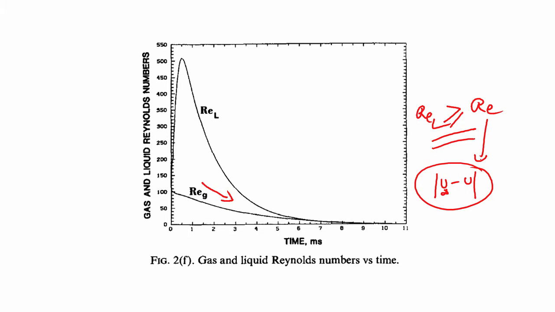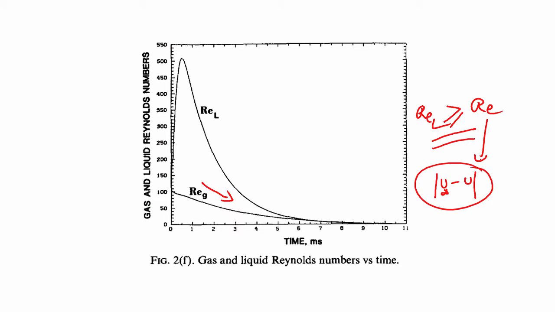Because of the gas and the droplet, if you inject a droplet in a stream, what happens to the droplet? The droplet is accelerated and ultimately approaches the velocity of the gas phase, right? So their relative velocity comes down. As their relative velocity comes down, the Reynolds number of the gas phase should also come down with time.